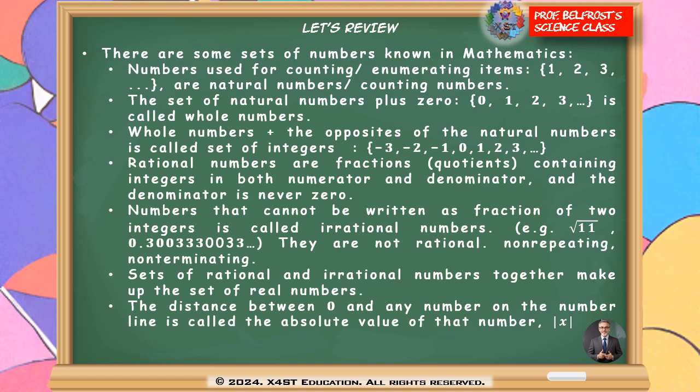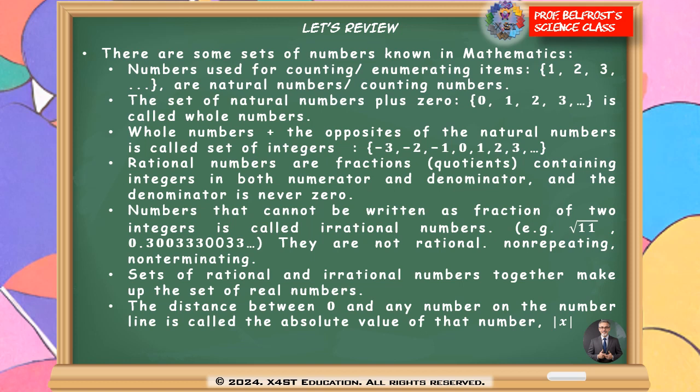Numbers used for counting or enumerating items like 1, 2, 3, and so on are natural numbers or counting numbers. Second, the set of natural numbers plus 0, so 0, 1, 2, 3, and so on, is called the whole number set, okay? The whole numbers plus the opposites of the natural numbers is called the set of integers, yeah?